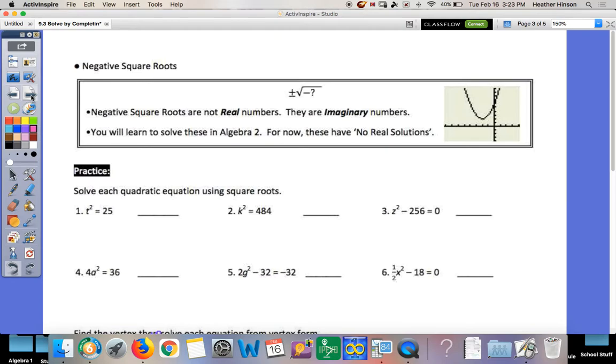And the last thing, when you have a negative square root, we talked about that a second ago, negative square roots are not real. On a graph, that just means it never crosses the x-axis. That's why you're getting no solution there, because it doesn't have an x-intercept. It doesn't have a solution. You're going to learn more about imaginary numbers and how to work with those when you get to Algebra 2, but in this class, anytime you get a negative square root, you're just going to put no solution.